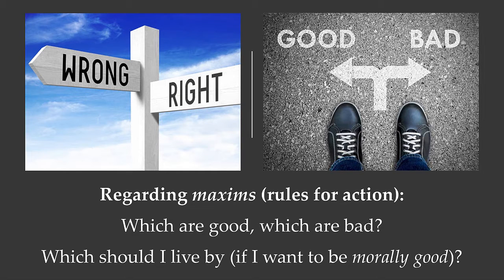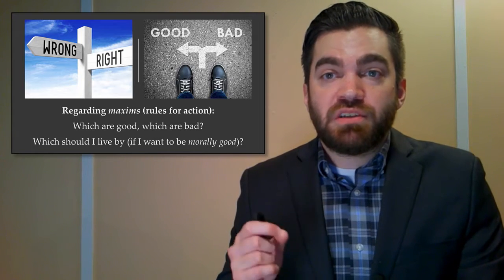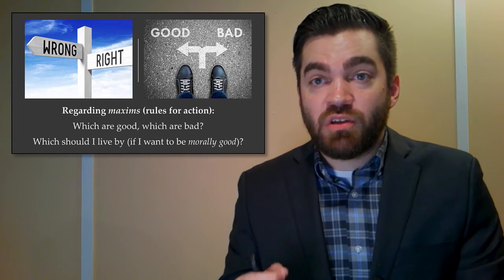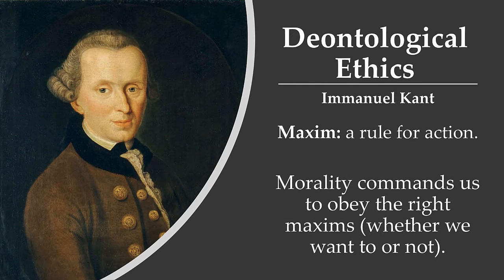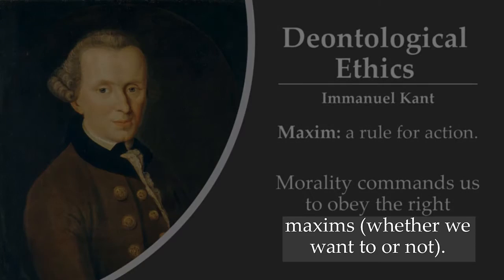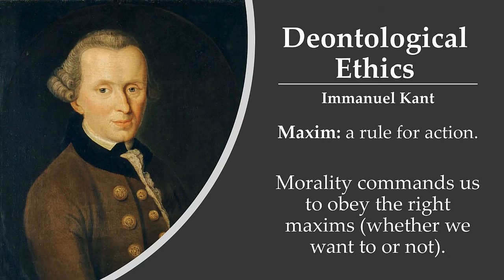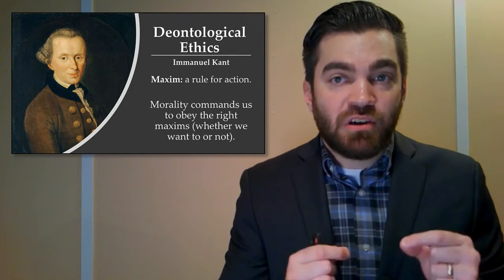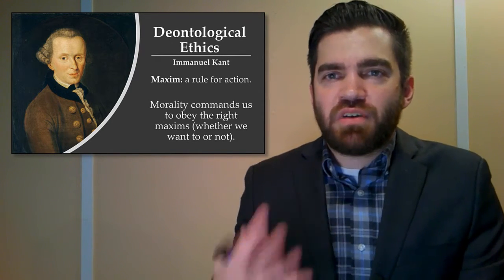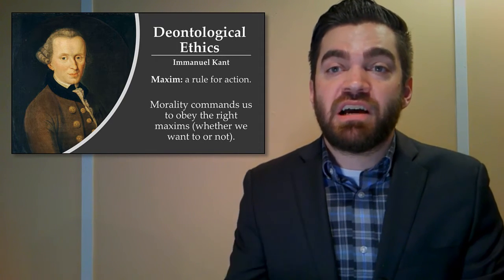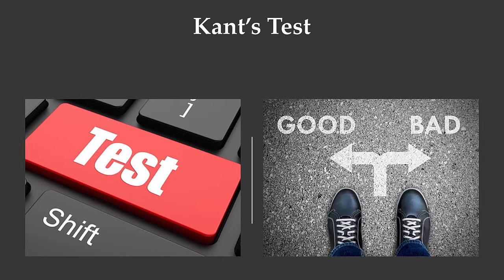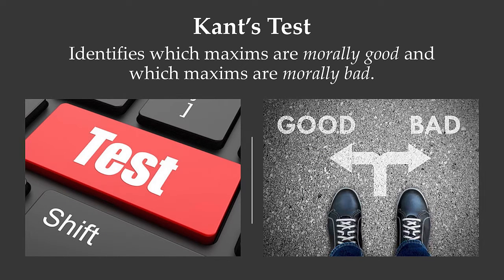And this matters because for Kant, living according to the right maxims is what morality is all about. Whether you want to live this way or not, morality is telling you you ought to live according to this particular set of maxims, whether it makes you happy or not. It doesn't matter. Your own happiness, your own well-being, none of that matters. What matters is living according to the right rules. So again, we've got this question of which maxims are the right ones, which ones are the wrong ones. And fortunately, Kant gives us a test which tells us which maxims we have to follow and which ones we don't.